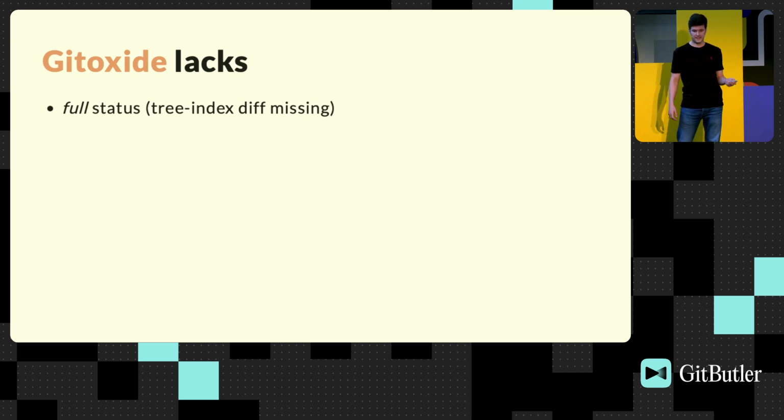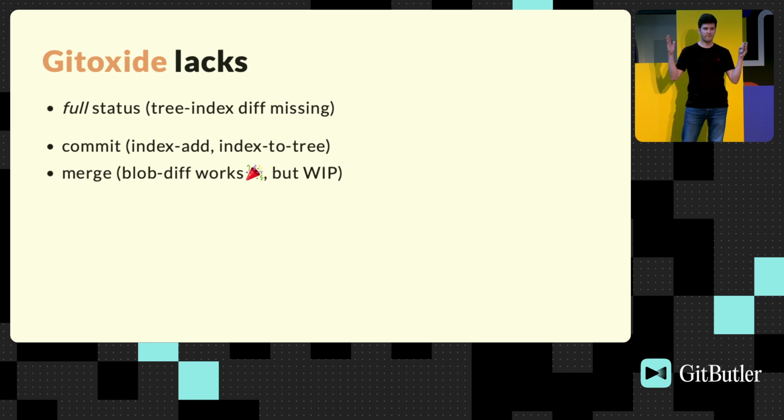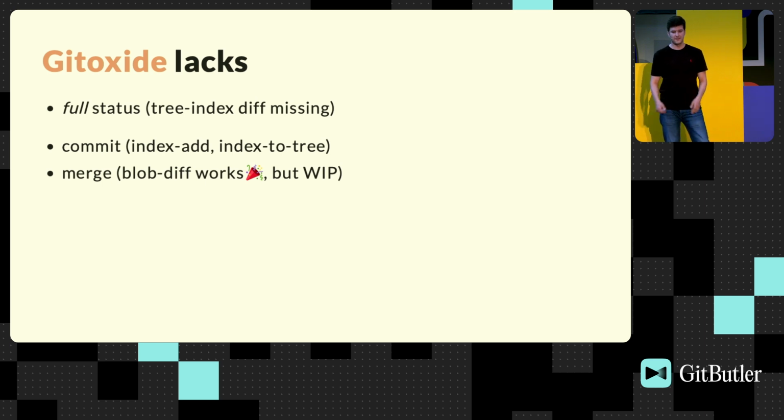So we have the full status. You need the tree index diff, which is still missing. Can't create commits even, because you need index add and writing a tree from an index. And merging, also not yet implemented, but merging of blobs, like git merge-file, that already works, even though it's very early still in development, which is pretty cool to implement, having great fun doing it. In progress, soon to be landing merge.